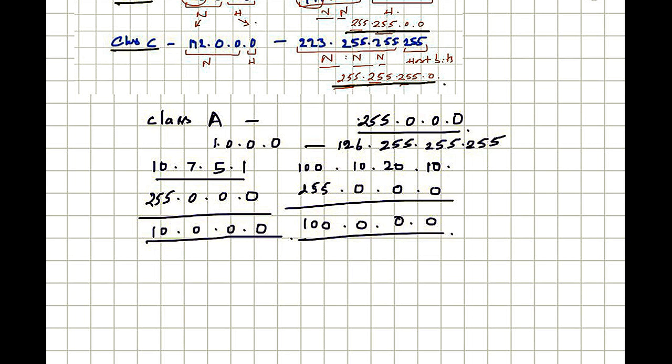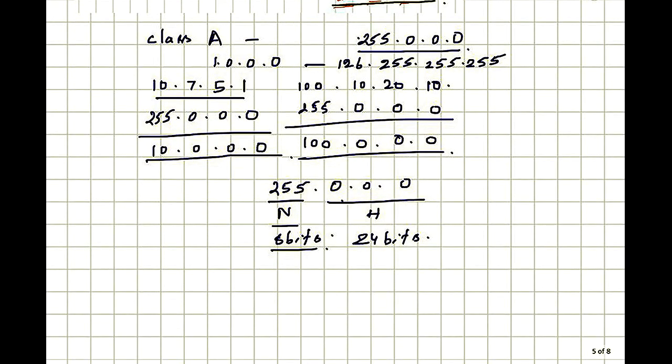So whatever the IP within the range 1 to 126, there is only one network. In this subnet mask, this is the network part and this is the host part. The network part has 8 bits, which is the default length, and the host part has 24 bits. So the number of networks is only one, the default network, since we have not done anything, and the number of hosts is 2 power 24 minus 2.